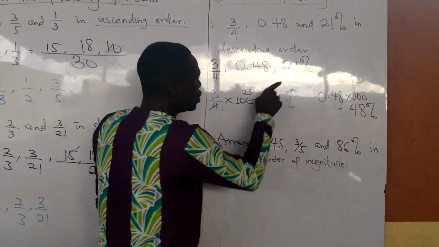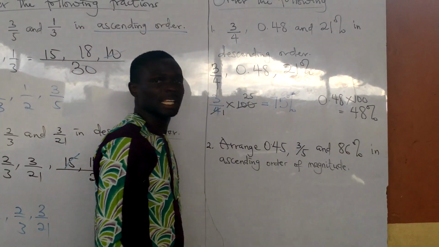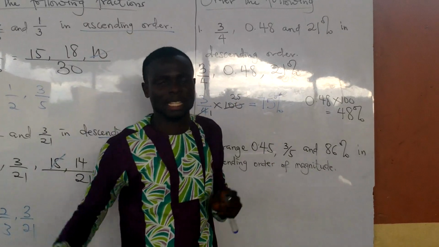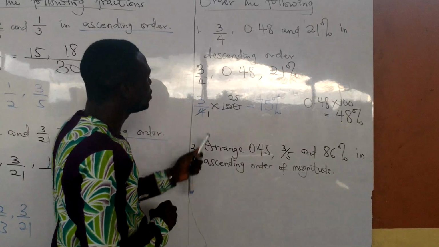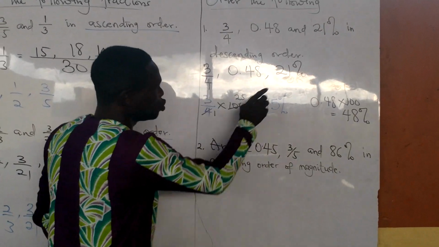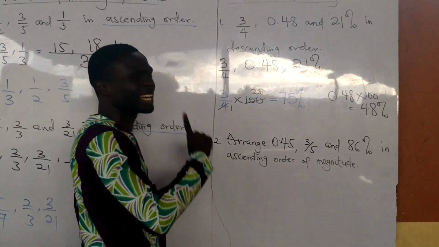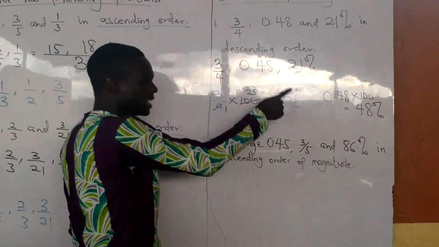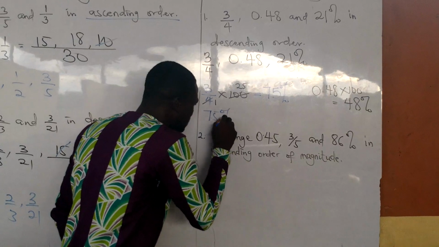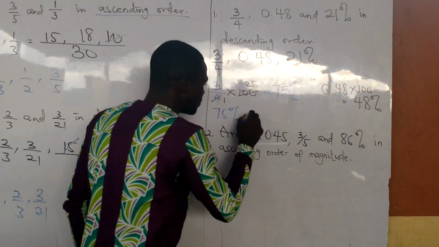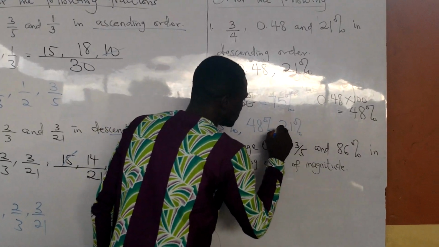Now I'm having 21%, 75%, 48%. They are all common. They are all in percentage. So I can now order the fraction. Good. And we have to descend it. So 21, 75 and 48. Which one is the greatest? Because he says descend. 75 is the greatest. So I'm going to write 75% first, followed by 48%, followed by 21%.